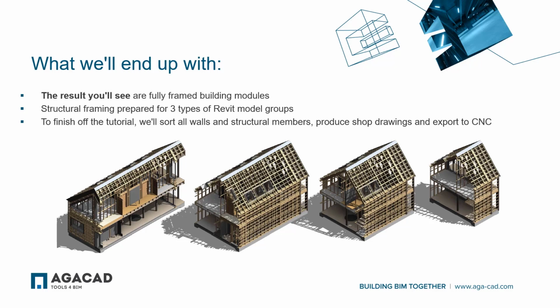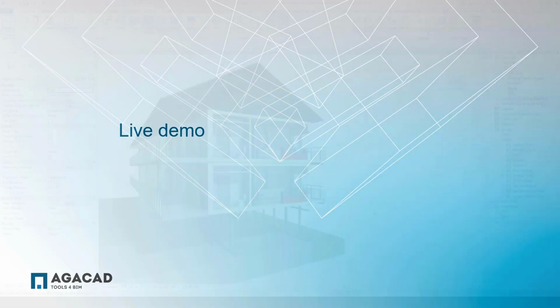Okay, so we can now look at some of the things we're going to end up with. Like I said already, we're going to see fully framed building units, modules essentially. We're going to have three types of Revit model groups representing three types of modules in the project. Now let's move to our Revit model and have a look at what we have there.